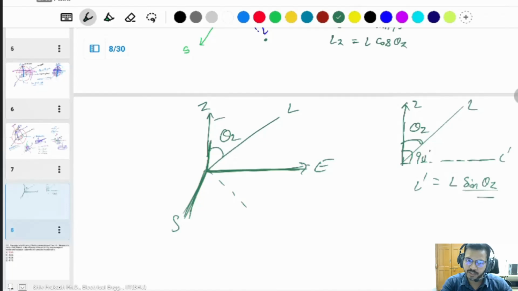Now first you take a projection of the insulation to the surface of the earth. It means the surface of the earth makes a 90 degree, and the insulation makes a theta Z degree from the zenith angle. Then take a projection, L dash. L dash will be the opposite of this one. If you make an angle, then it will be cos theta. If you do not make the angle, then the opposite of this one will be sin theta. That's why L sin theta. From trigonometry, you can say this one. This will be L sin theta Z.